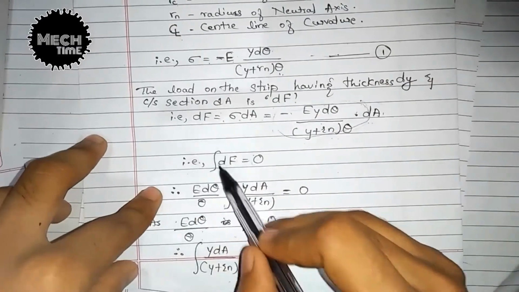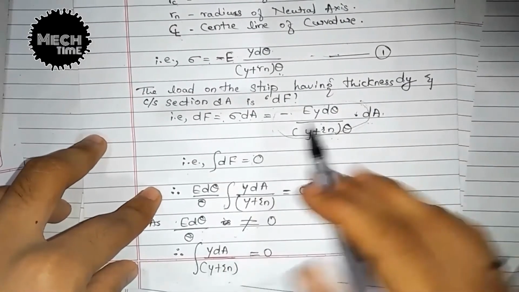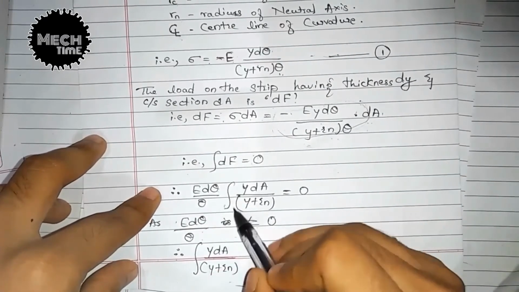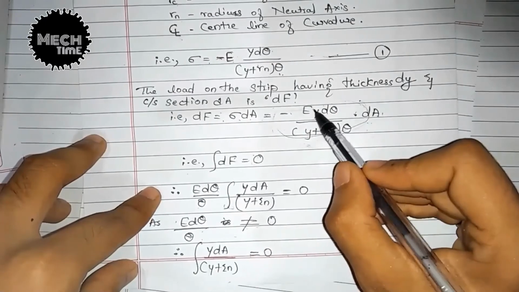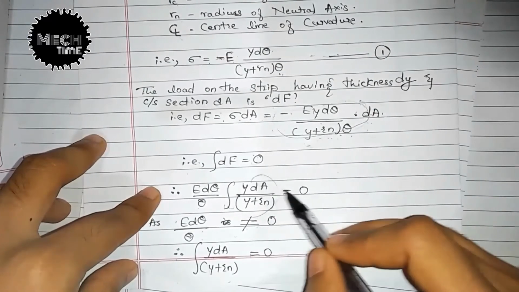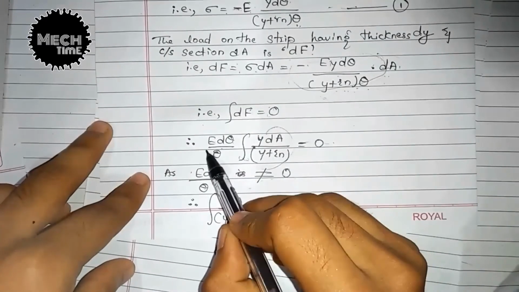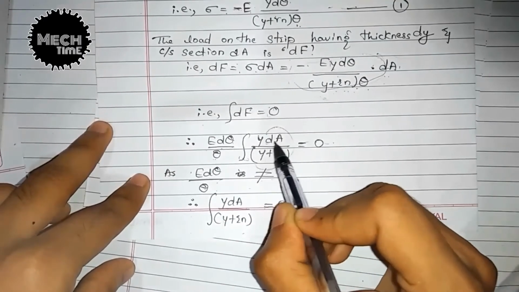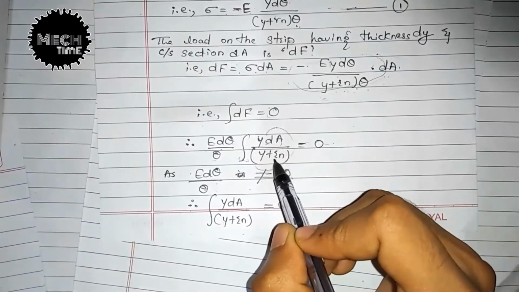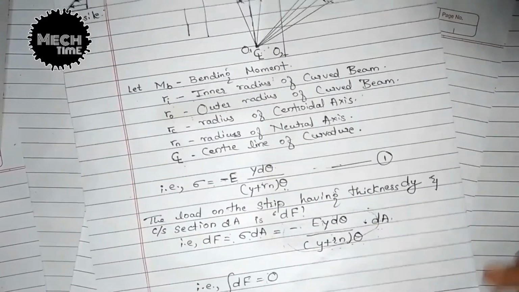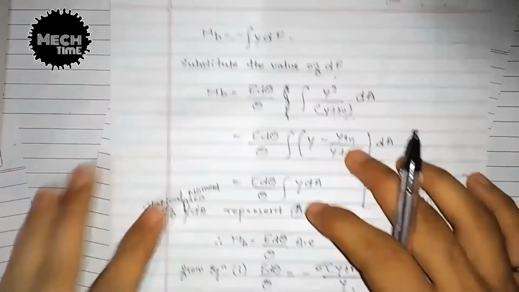Now the integration of dF equals 0. Integrating this whole term, E d theta by theta remains outside, and we are left with the integration of y dA by y plus Rn equals 0. As E d theta by theta is not equal to 0, the integration of y dA by y plus Rn equals 0. Understood till this? You take this as equation number 2.